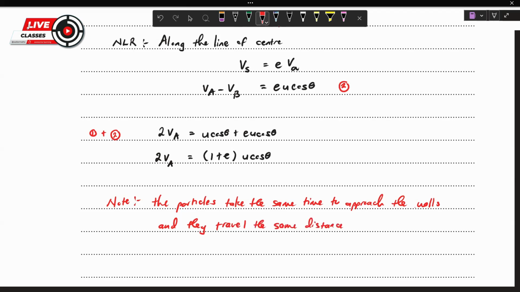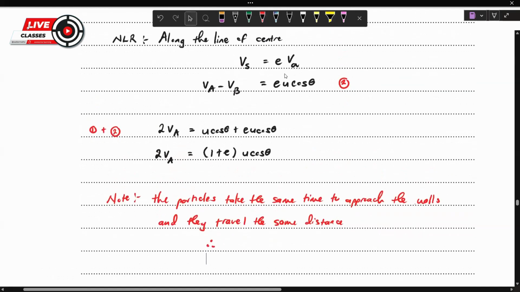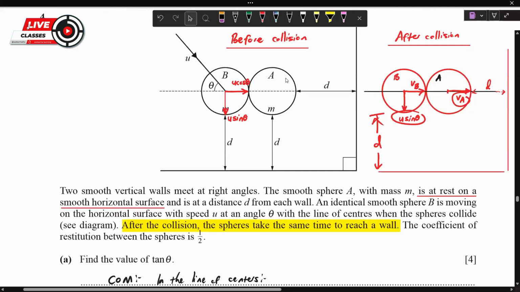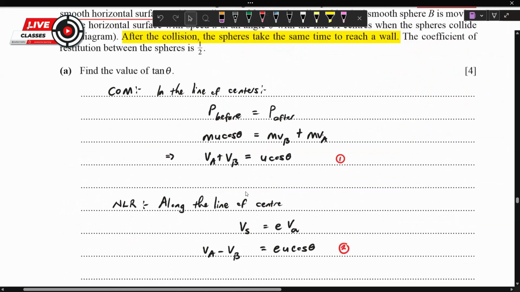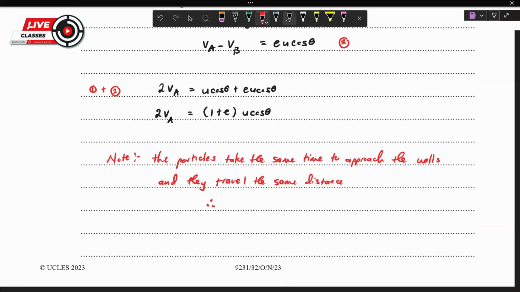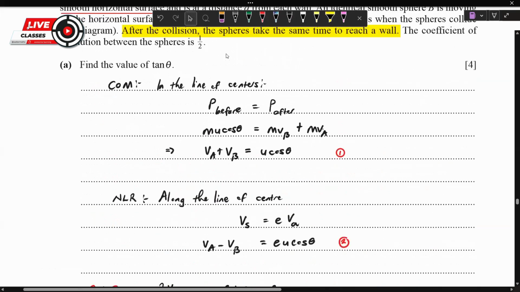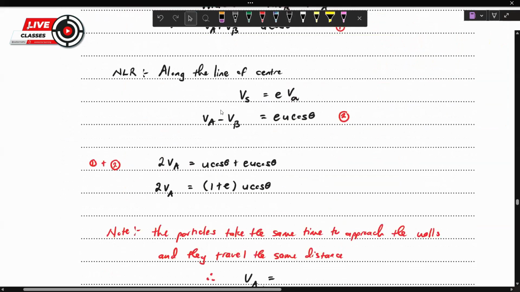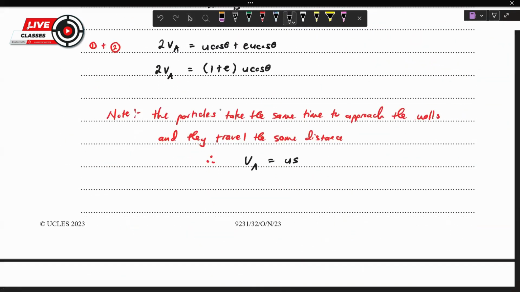So because of that, it means that the speeds as they go towards those walls should be the same. So essentially, the speed of A approaching the wall is VA. So we're saying that VA is equal to the component towards the wall of B, which is U sine theta. So that's the conclusion we get.